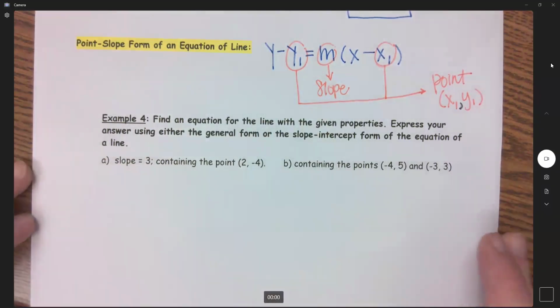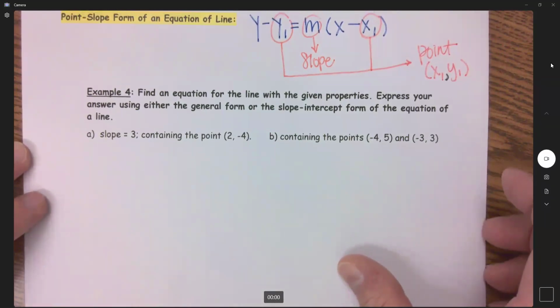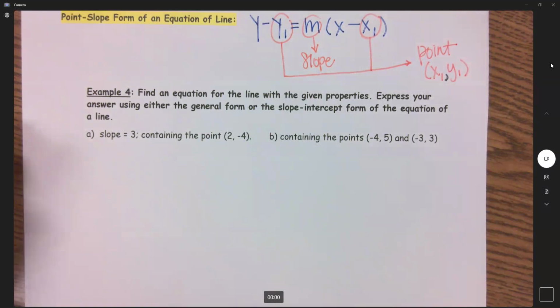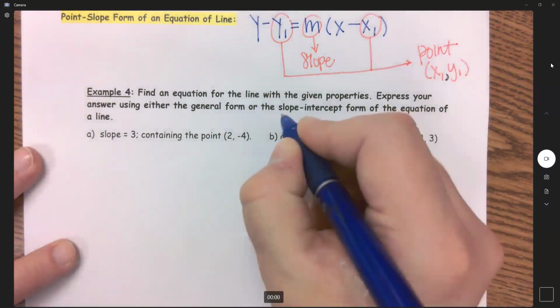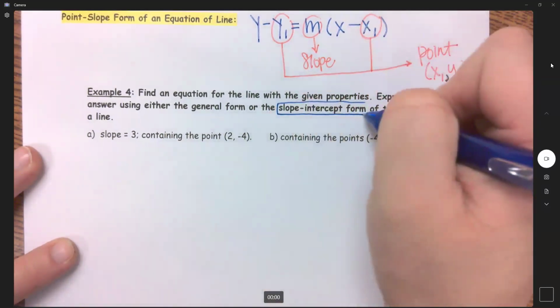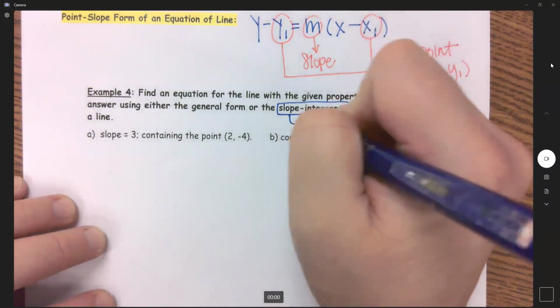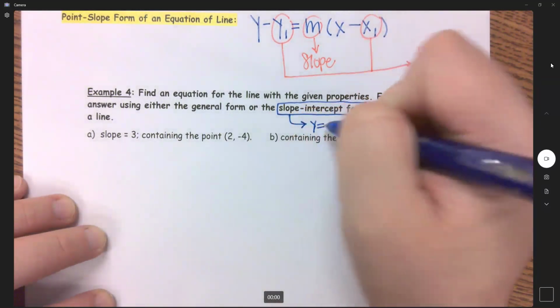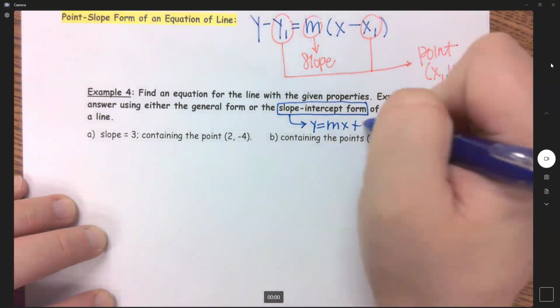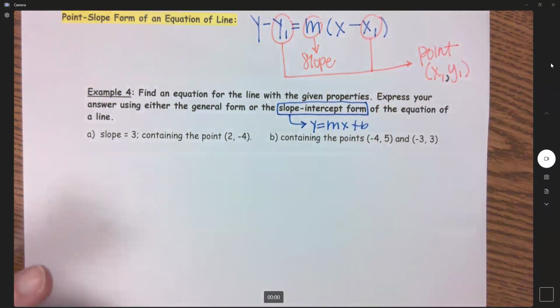Example 4a is the perfect example. Find the equation of a line with the given properties. Express your answer in slope-intercept form of the equation of a line. So we're going to put this in slope-intercept form, which is our y equals mx plus b. So the thing is, we need to make sure we solve this for y.